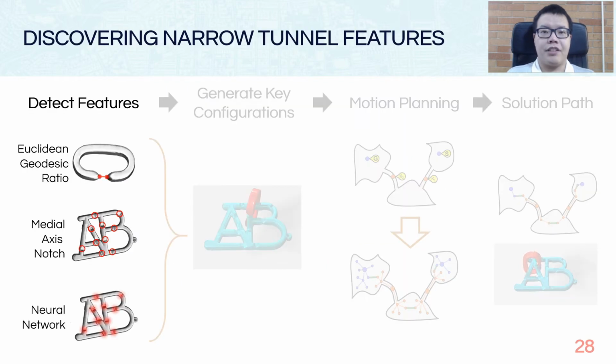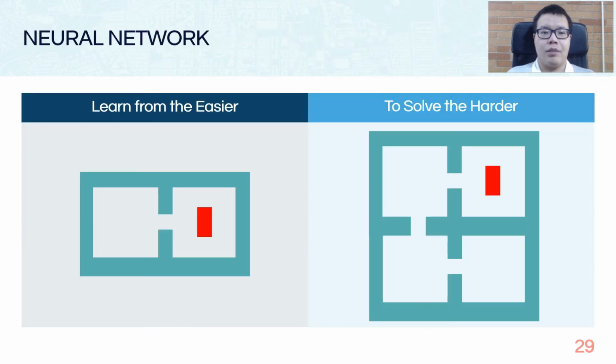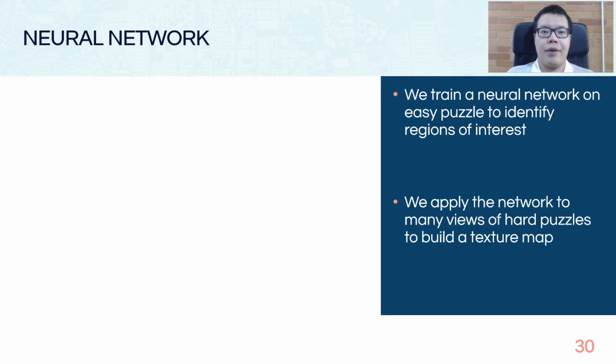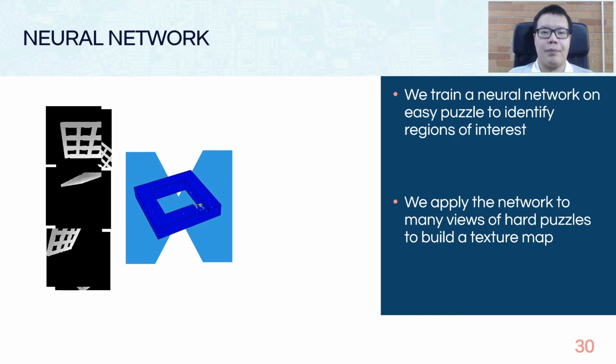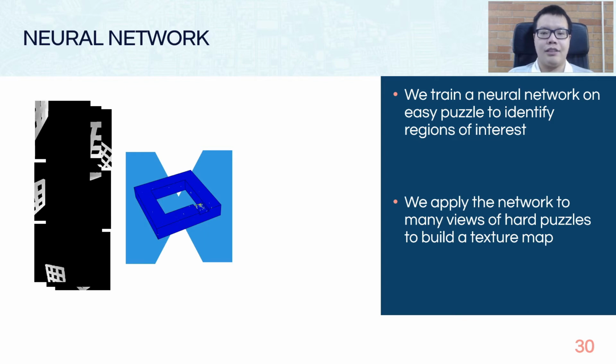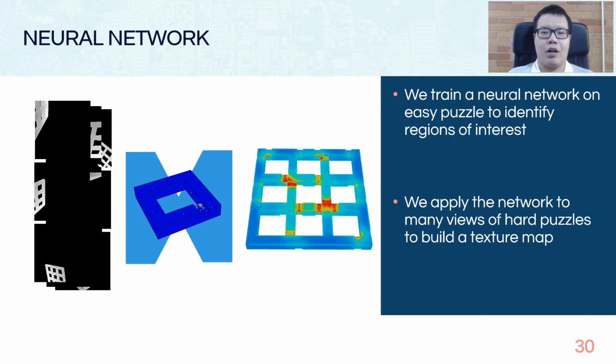The last feature detection algorithm is the neural network. The motivation of the neural network is quite simple. We would like to learn from the easier puzzle to solve the harder puzzle. The framework of our algorithm is we first train a neural network on easy puzzles to identify the region of interest. We then apply this network to multiple views of a harder puzzle. Thus, we can build a texture map according to the output from different views.